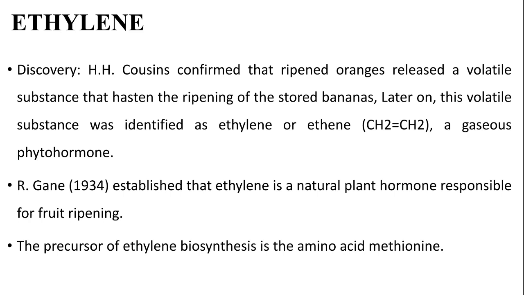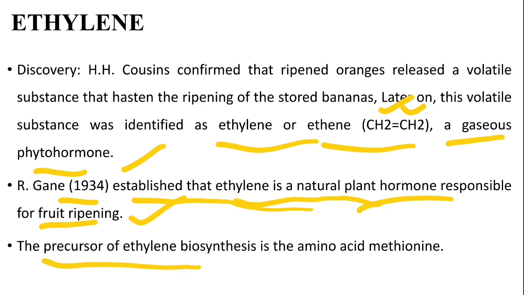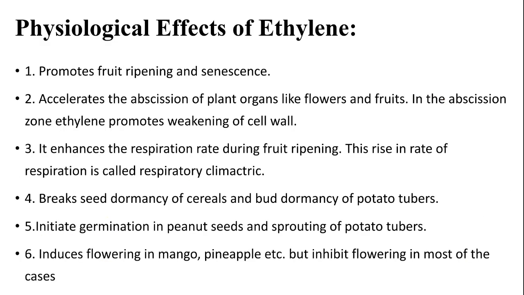Later on, this volatile substance was identified as ethylene or ethene, CH2=CH2, a gaseous phytohormone. Then again in 1934, it was established that ethylene is a natural plant hormone responsible for fruit ripening. The precursor of ethylene biosynthesis is the amino acid methionine. It is a very important point. Then the physiological effects of ethylene.